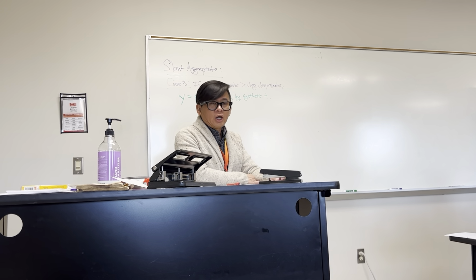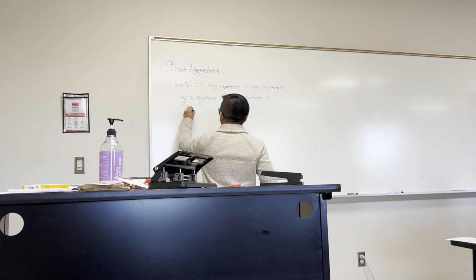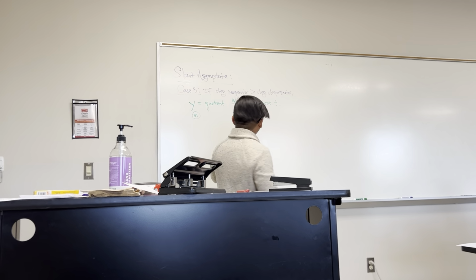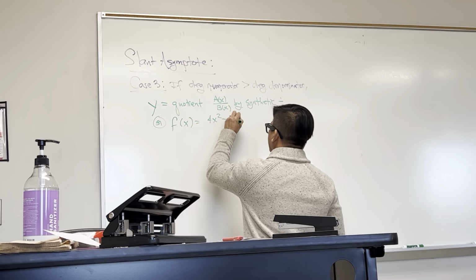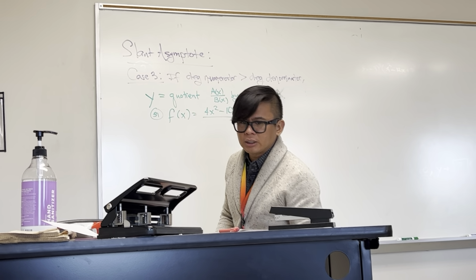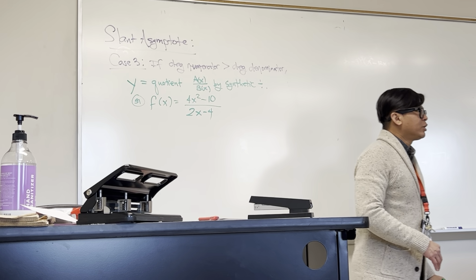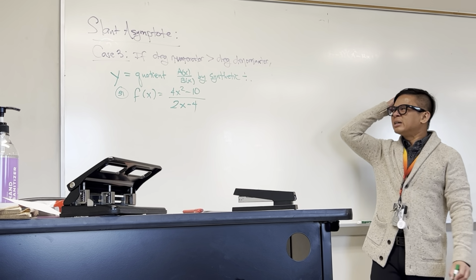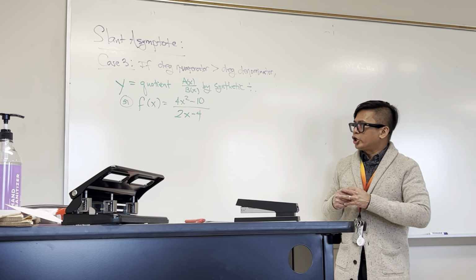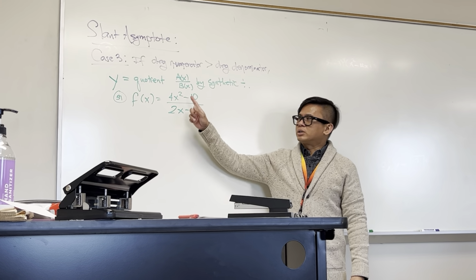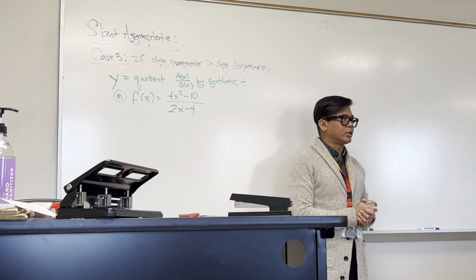Let's try number 31. In number 31, get the slant asymptote of the function f of x is equal to 4x squared minus 10 all over 2x minus 4. Are we good, guys? So first of all, let's notice the numbers first: 4, negative 10, 2, negative 4. What do you notice about these numbers?